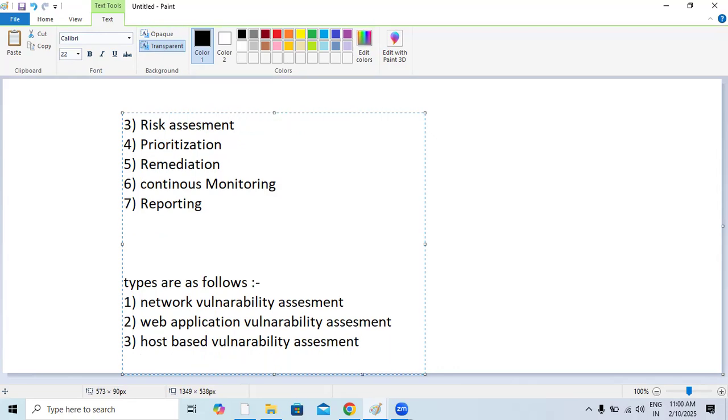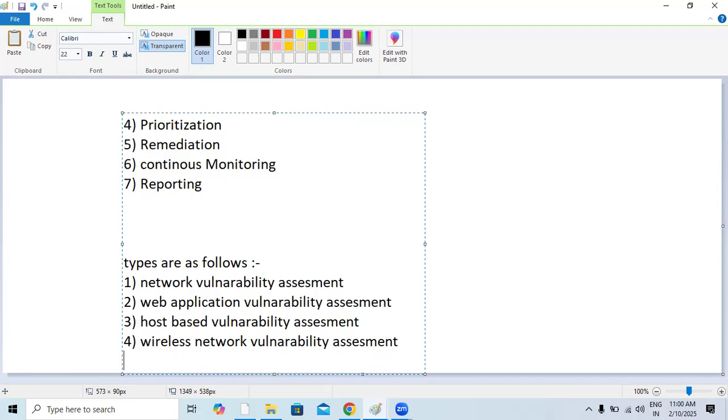Next, the fourth one is wireless network vulnerability assessment. Last but not least is cloud security assessment. Okay, so these are the different assessments we have.